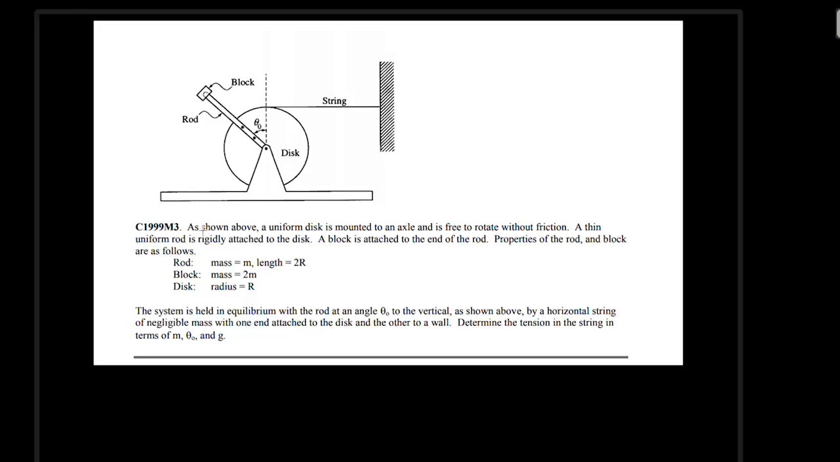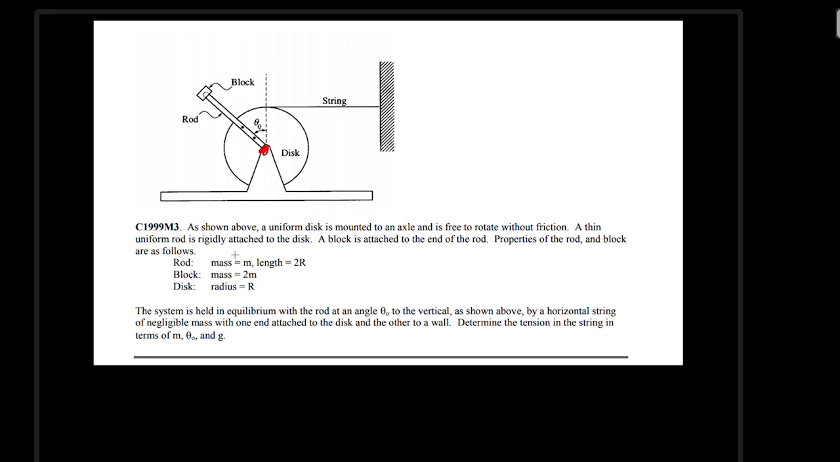All right, so this is the second part of our AP Physics 1 review. We'll be going over torque on this problem, and it's a 1999 FRQ. As shown above, a uniform disk is mounted on an axle and is free to rotate without friction. Okay, so this is the axis of rotation.